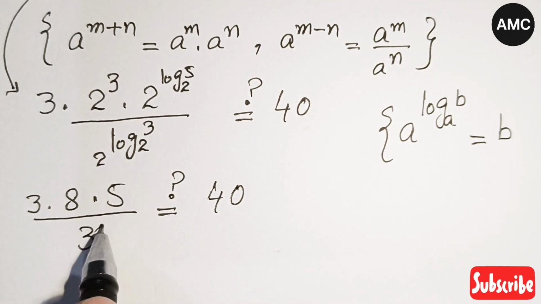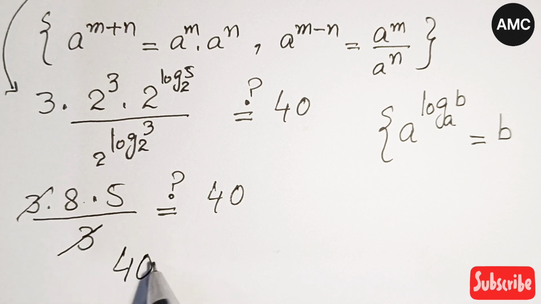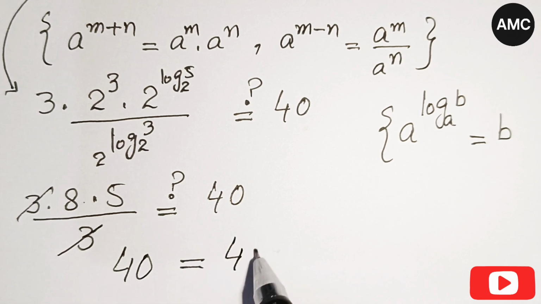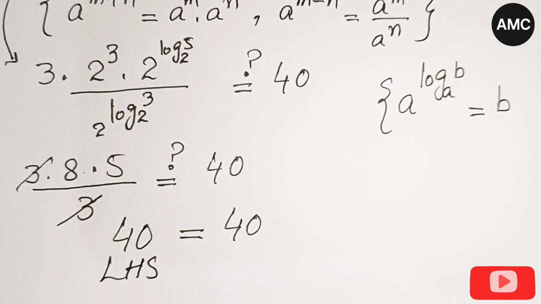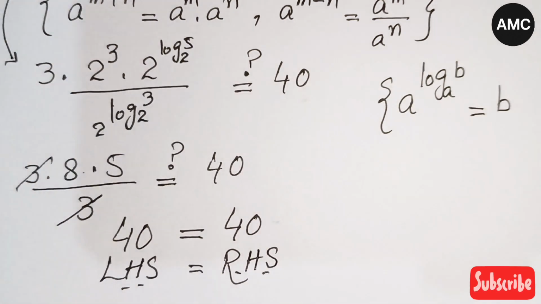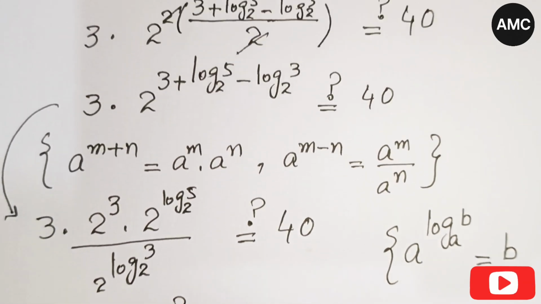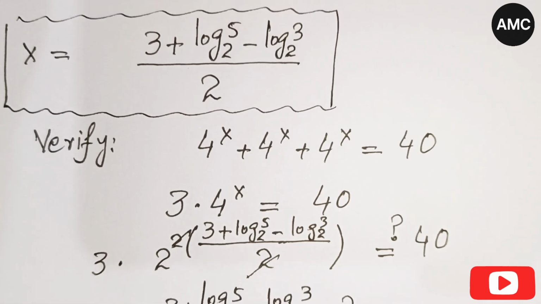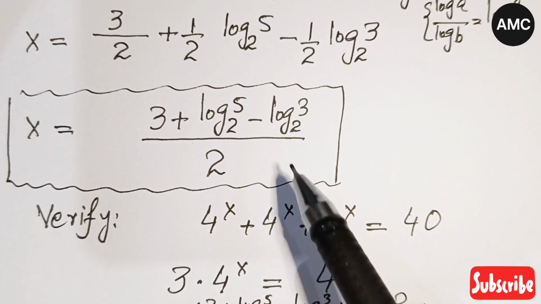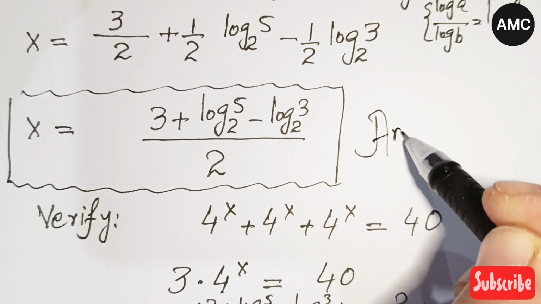Now we see that this 3 cancels out, and we get 8 times 5. So 8 times 5 is 40, and 40 is equal to 40. The left hand side of this equation is equal to the right hand side. Hence we prove that both sides are equal. So the value of x is valid for this problem, that x is equal to 3 plus log 5 to base 2 minus log 3 to base 2, all over 2. It is our final answer.